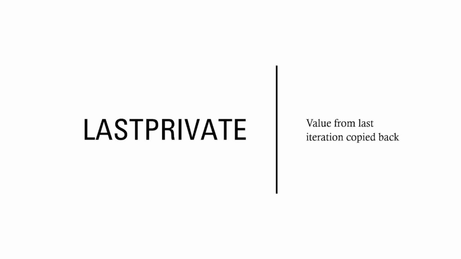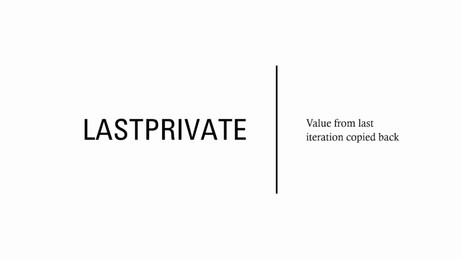The next one is lastprivate, in OpenMP. This clause is similar to private, where each thread gets its own copy of a variable. However, it has an additional feature. After the parallel execution completes, the value from the last logical iteration is copied back to the original variable. So each thread works with its own private copy. After execution, the final value from the last iteration is stored in the original variable, mainly to ensure that the program retains the correct final result.